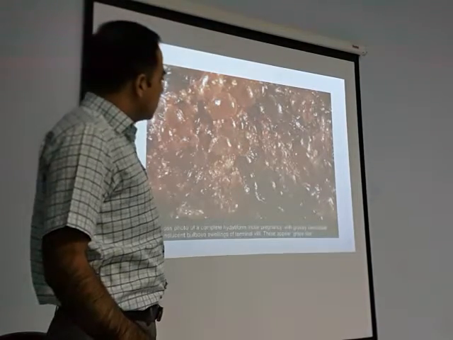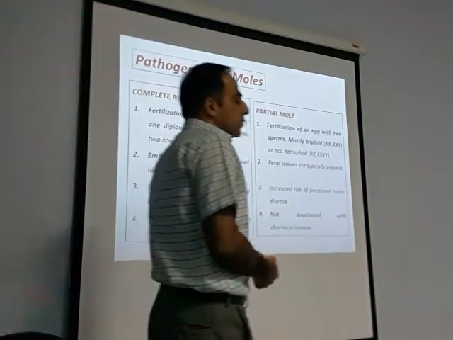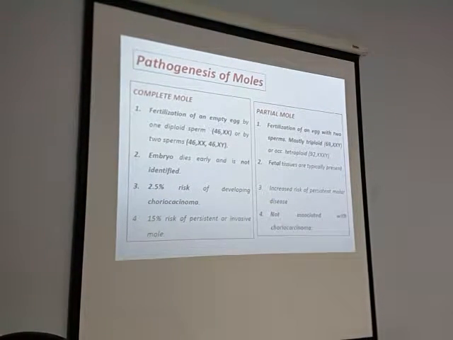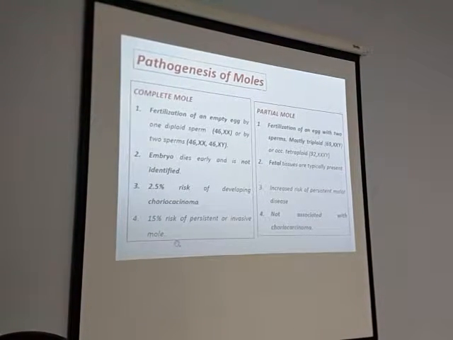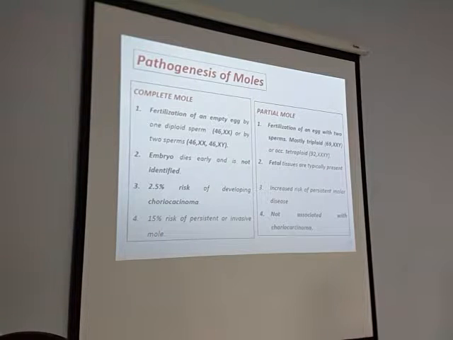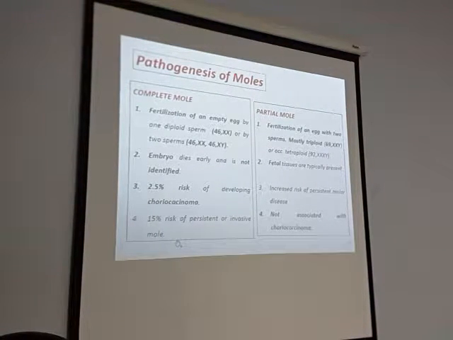Okay, grape-like structures. So pathogenesis: how and why are these formed? The complete mole is formed when there is fertilization of an empty egg. The egg is empty; there is no chromosome inside the egg. An empty egg is fertilized by two sperms. So two sperms come and fertilize the empty egg. So you will not have the maternal X, and Y comes from the male.